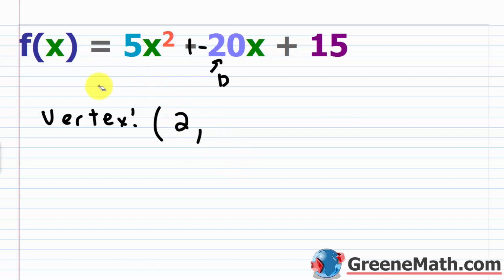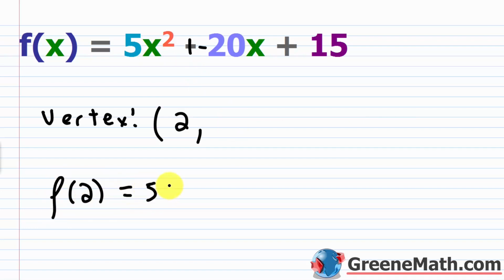And then what we want to do is plug this in for x to find out our y coordinate. So in other words, we want to know what is f of 2. So we would have 5 times 2 squared, which is 4, and then plus negative 20 times 2, which is negative 40, and then plus 15. So I'll do 20 plus 15, which is 35, and then 35 plus negative 40 is negative 5. So your vertex occurs at 2 comma negative 5.